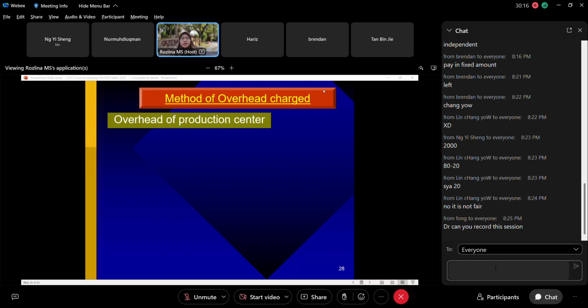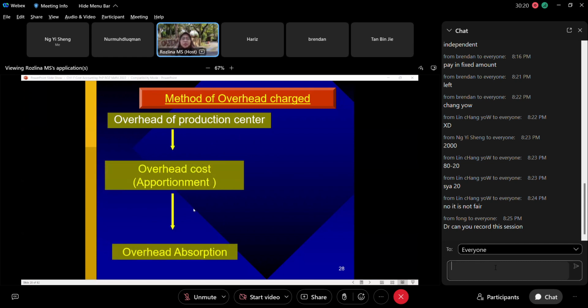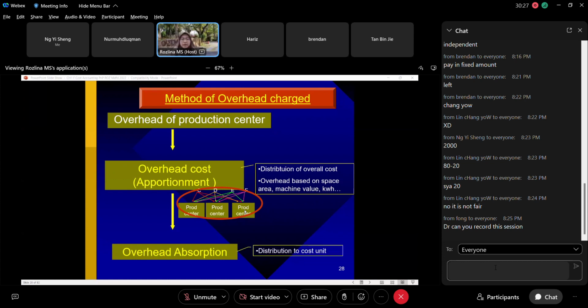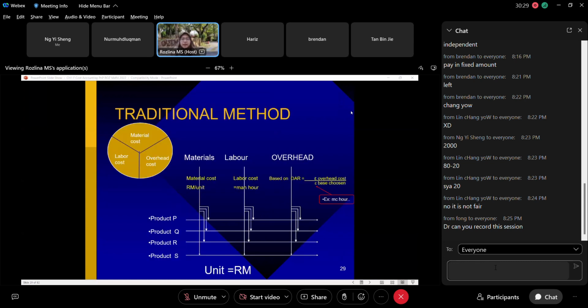So same as this subject and this cost. When we are talking about the overhead, you need to see the apportionment, how to absorb the overhead. Okay, ini tak ada apa lah. Kita nak tengok terus contoh. Okay, yang ni nak masuk contoh dah. We go to the example.